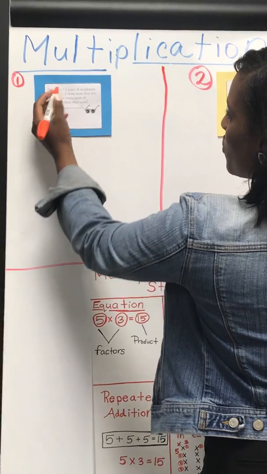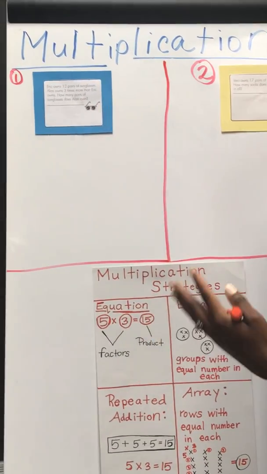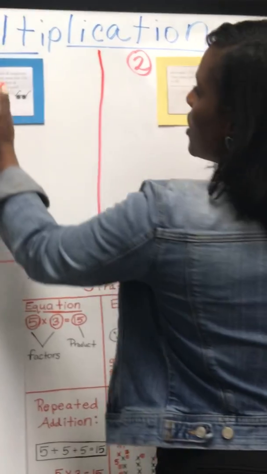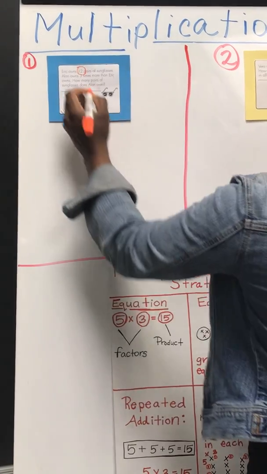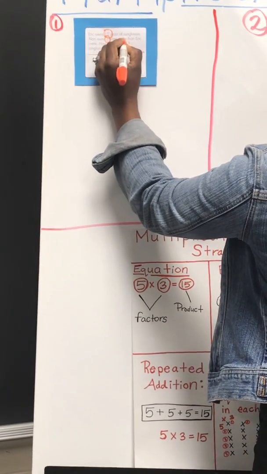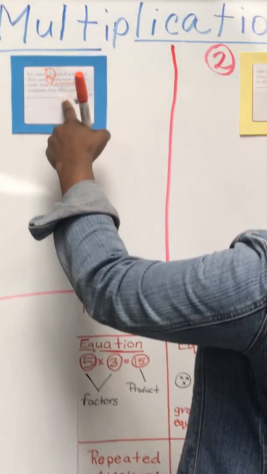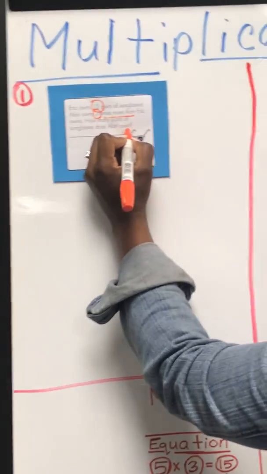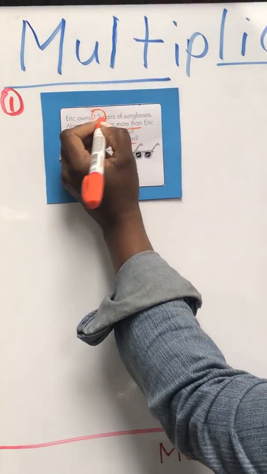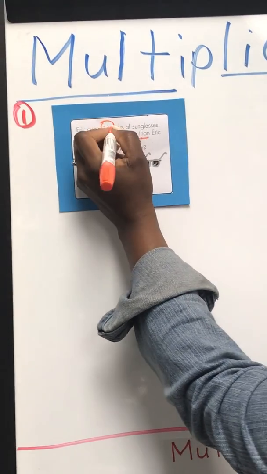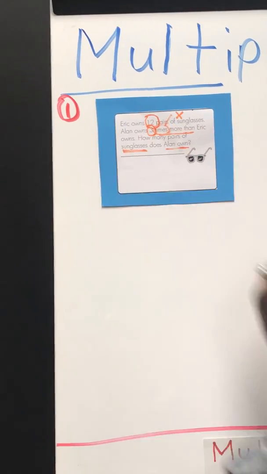So if we're going back over, normally when you're reading a word problem, we circle or highlight the important information. So Eric owns 12 pairs of sunglasses, and I'm going to circle it. Alan owns 3 times more than. How many pairs of sunglasses does Alan own? So we're looking for how many sunglasses Alan owns. So 3, that word times, means that you are going to multiply.